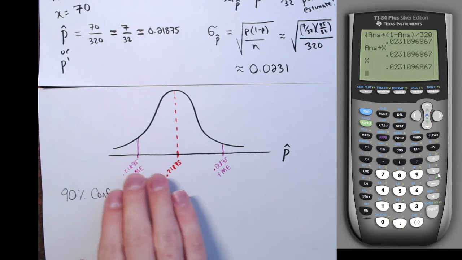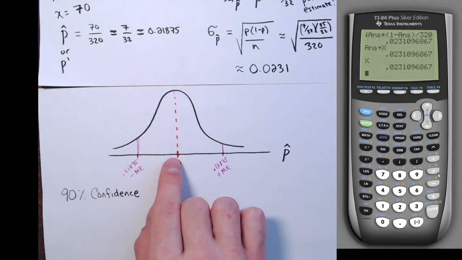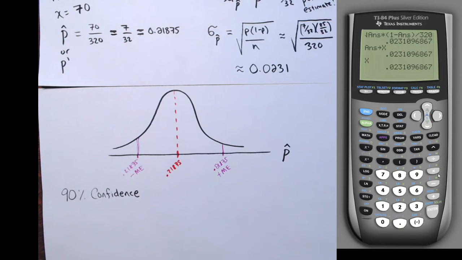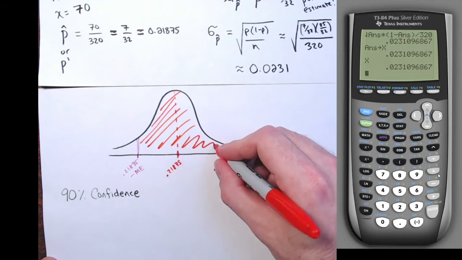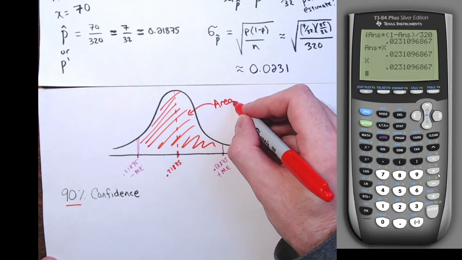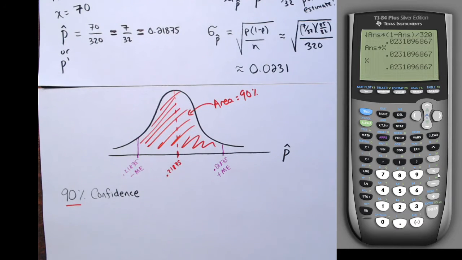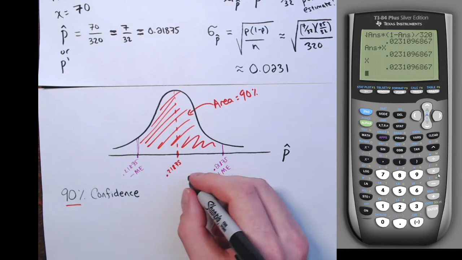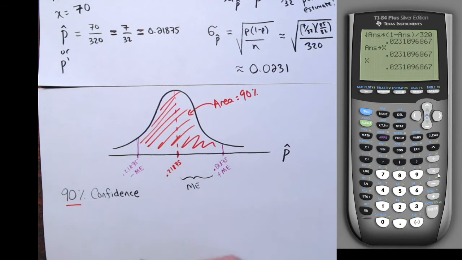And I want to figure out what the margin of error needs to be. How far to the right and left of the center do I need to be so that the area between them underneath the curve is my confidence level, right? This area here is 90%. In order to find this margin of error, how far is this? What's ME?